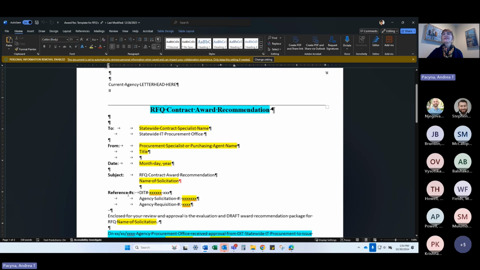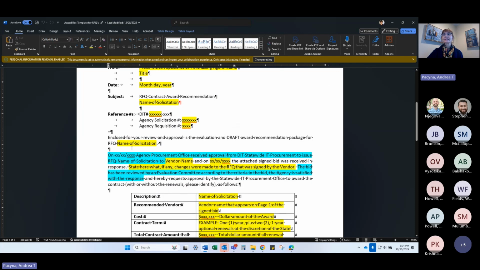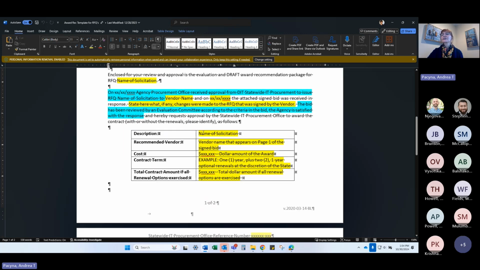Basically the purchasing agent at the agency would fill this out. Enclosed for your review is this. And what we try to do is put in here all the data we want to collect for our PTA to award. Here's the description, recommended vendor, cost, contract term, and contract amount if all renewal options are exercised.